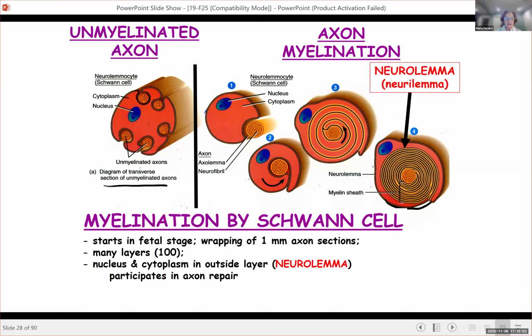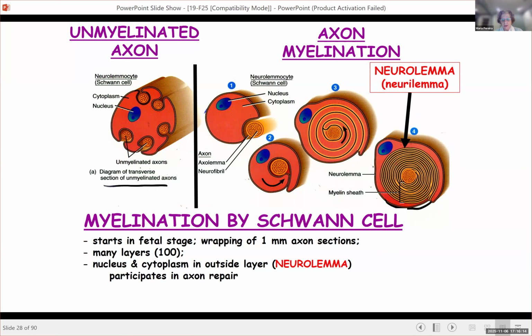Okay, so here you see a Schwann cell. At this stage, it's enveloping several axons. So that means that these axons are not going to be myelinated. They're unmyelinated. The Schwann cell here, its function is just to support the axons.